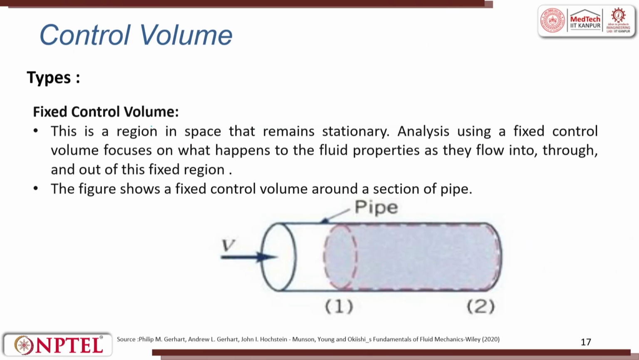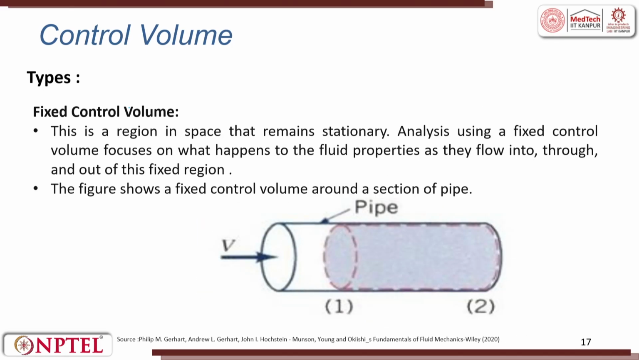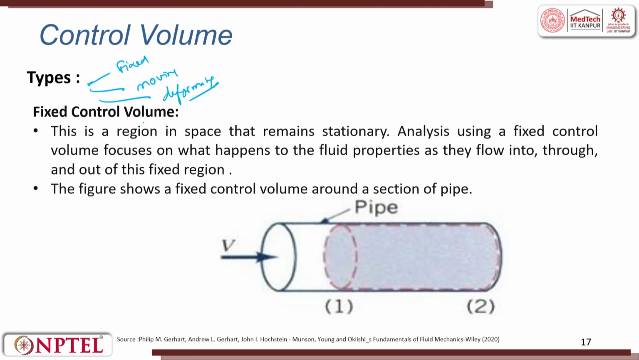The types of control volume are fixed control volume, moving control volume and deforming control volume. There are three possibilities. Suppose I have a cylinder. The cylinder is located at one point. The cylinder is moving with respect to time. The third one is the cylinder gets deformed with respect to time. Three conditions possible.